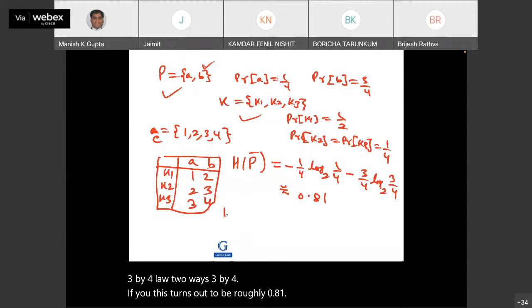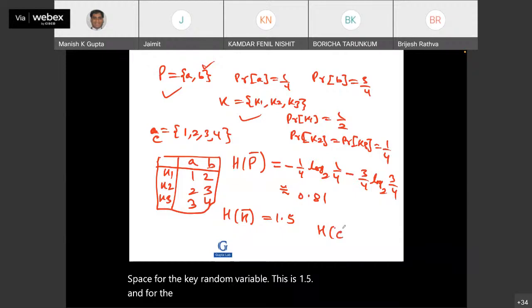Similarly, you can compute for the key random variable, this is 1.5, and for the ciphertext random variable, you have to compute the probability of ciphertext, which we have done earlier. It's equivalent to 1.85. Okay, so this is an example.